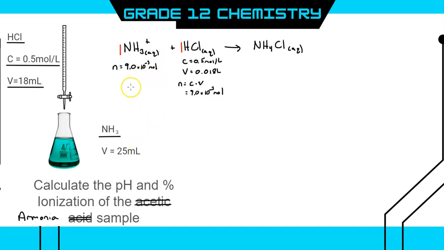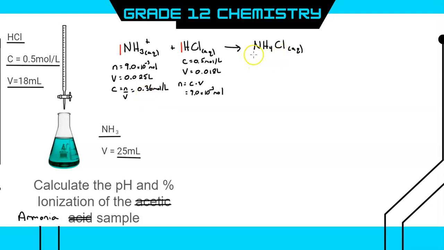All right, and we know the volume is 25 milliliters. We'll change that into liters, so 0.025 liters. And we can get the concentration then by doing moles per volume. When we throw that onto our calculators, we get 0.36 moles per liter. All right, so great. We know the concentration of ammonia.